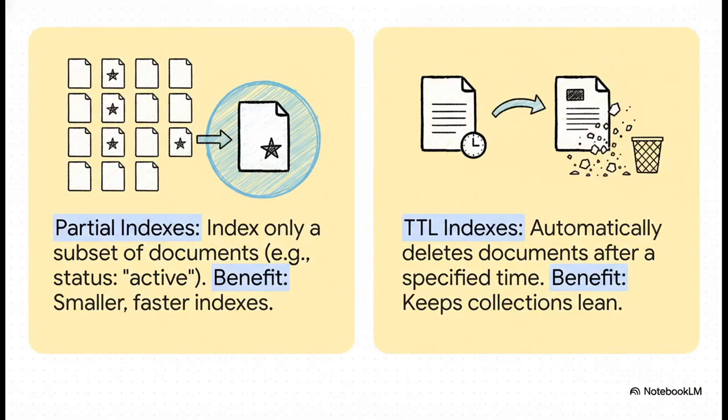First, you've got partial indexes. These are brilliant when you know you're only ever going to search for a small subset of your data, like documents with the status of active. You can build an index that only includes those documents, which keeps the index way smaller and faster. Then, on the other side, you have TTL, or time-to-live, indexes. These are perfect for data that expires, like user sessions or temporary log files. You just set a time, and the index will automatically delete the old documents for you, keeping your collections nice and lean.